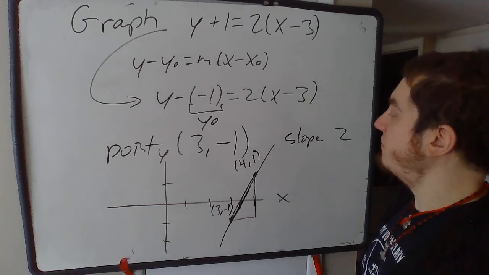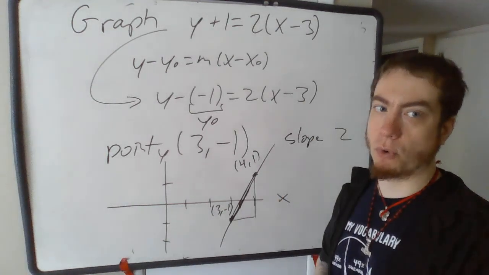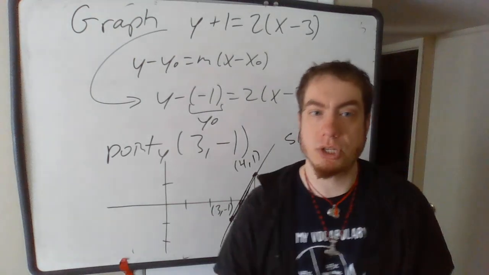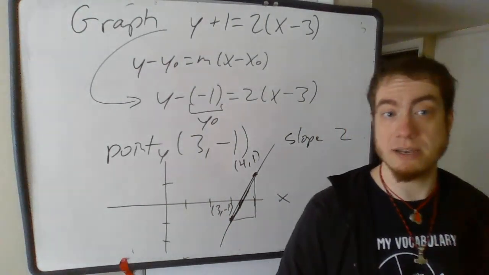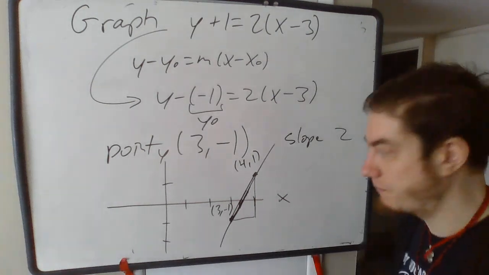Another way that you could graph it would be to just rewrite the thing into slope-intercept form and do it that way using the slope-intercept. So it's up to you. There's a lot of different ways that you can do these problems, and they're all perfectly fine. They're all perfectly valid to do.